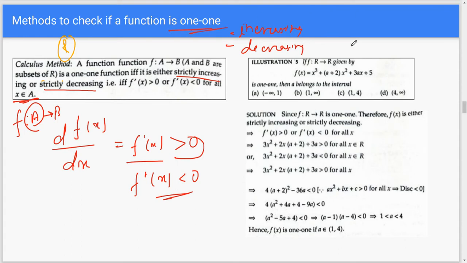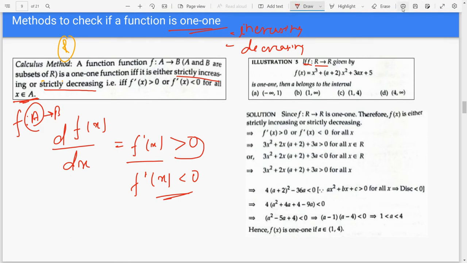So let's see some questions and how we can solve them. The question is: there is a function f defined from R to R and given by f(x) = x cube plus (a plus 2) x square plus 3x plus 5. It is saying that it is a one-one function. Then a will belong to which interval?